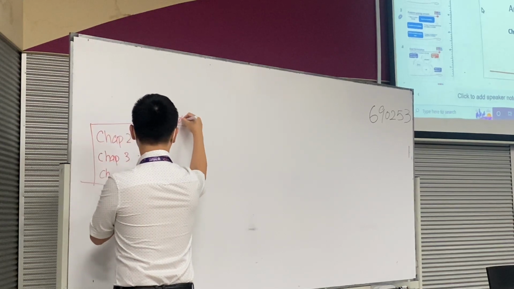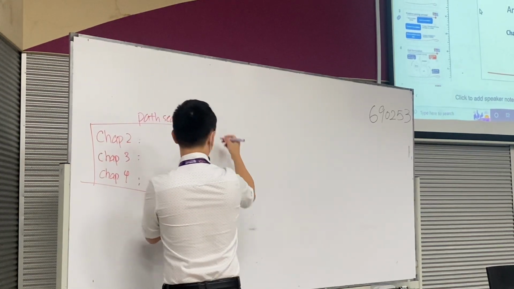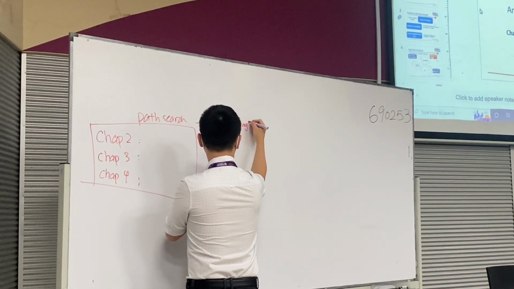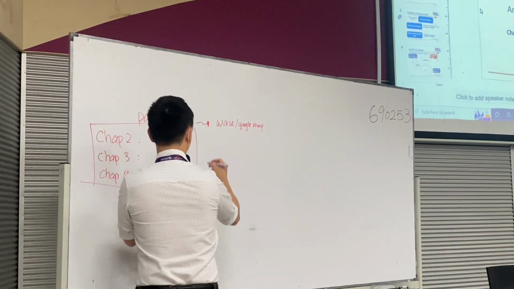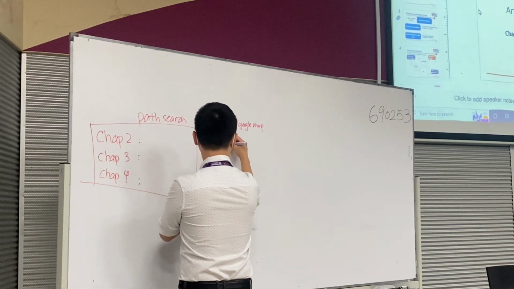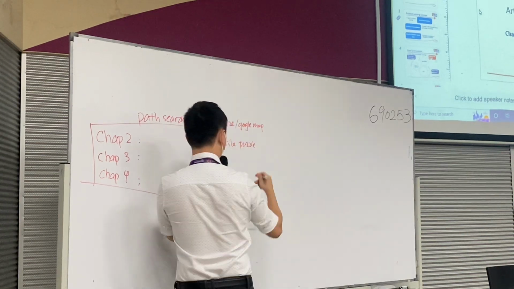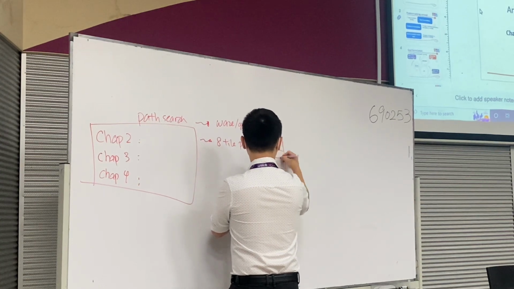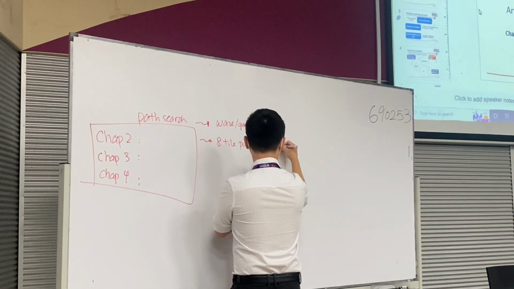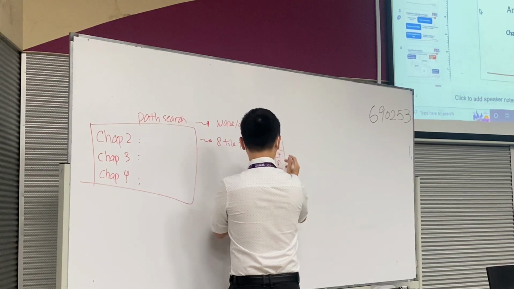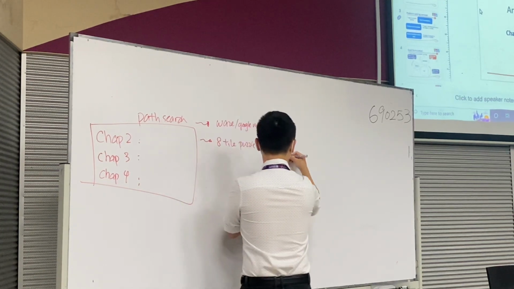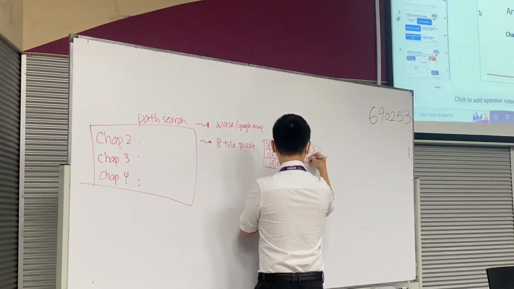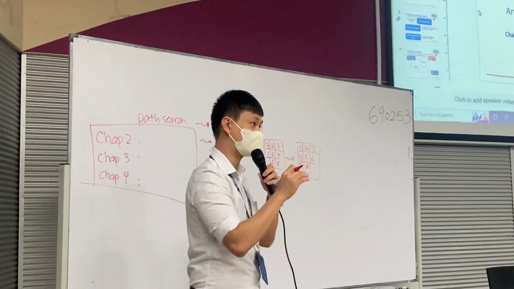So what are search applications? Famous applications like Waze or Google Maps. Then we have the eight puzzle. Have you played the eight puzzle before? It's kind of a puzzle. You have numbers from 1 to 8, and you have to slide the tiles so that they restore back to the original positions in ascending order.